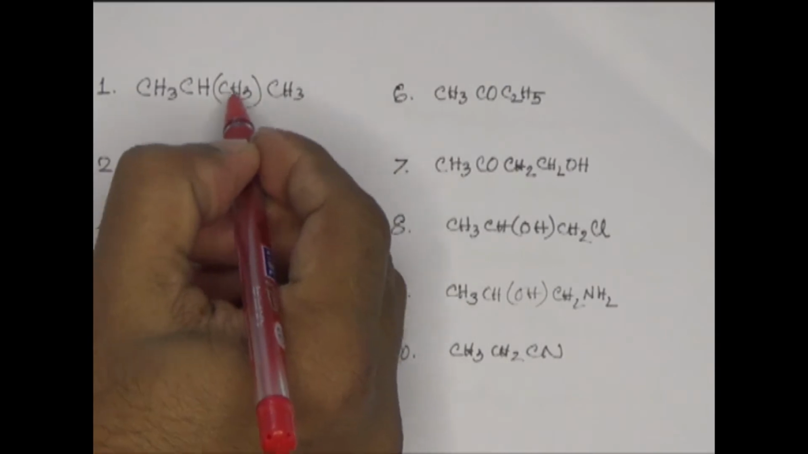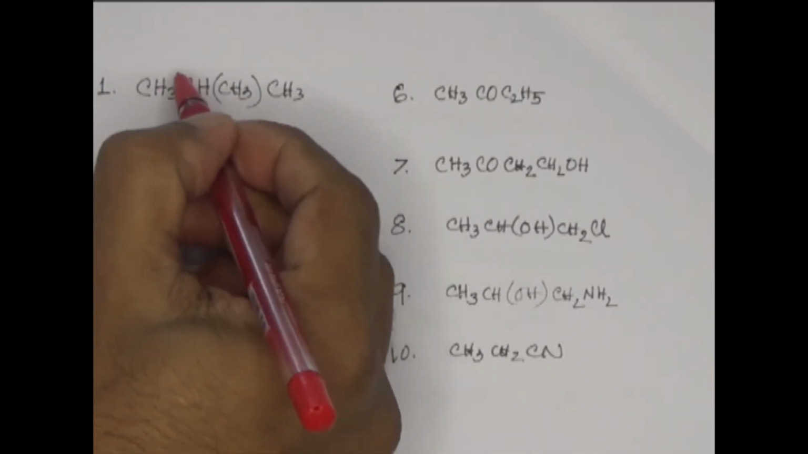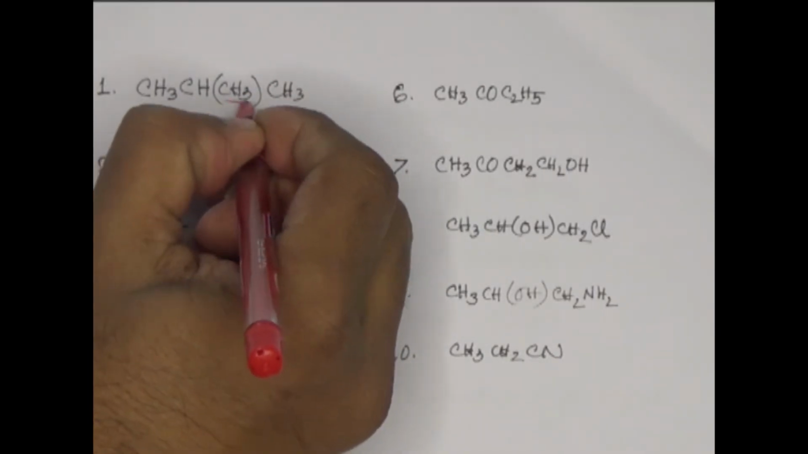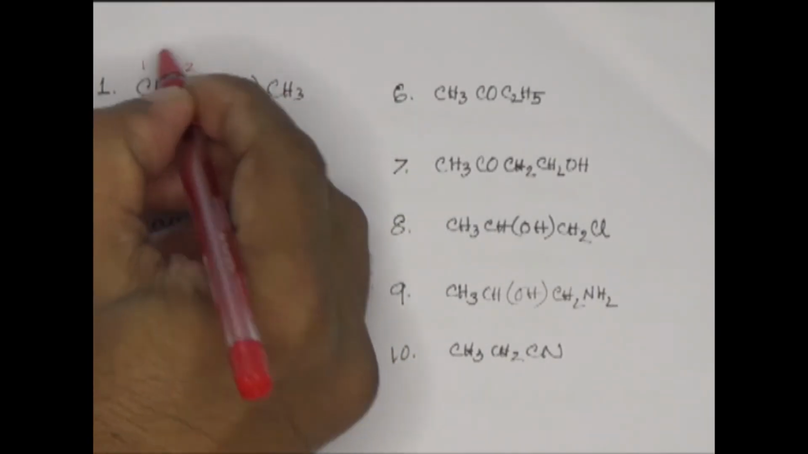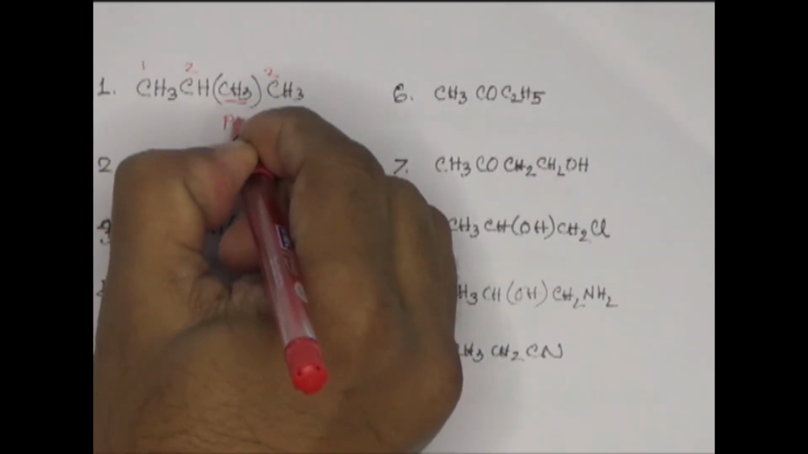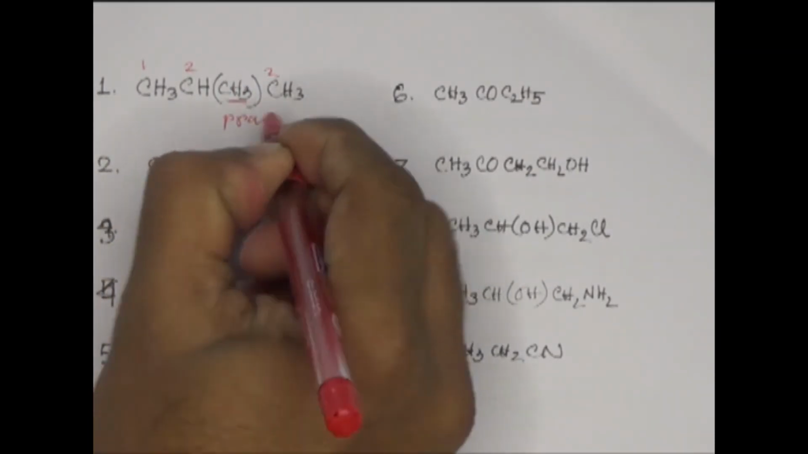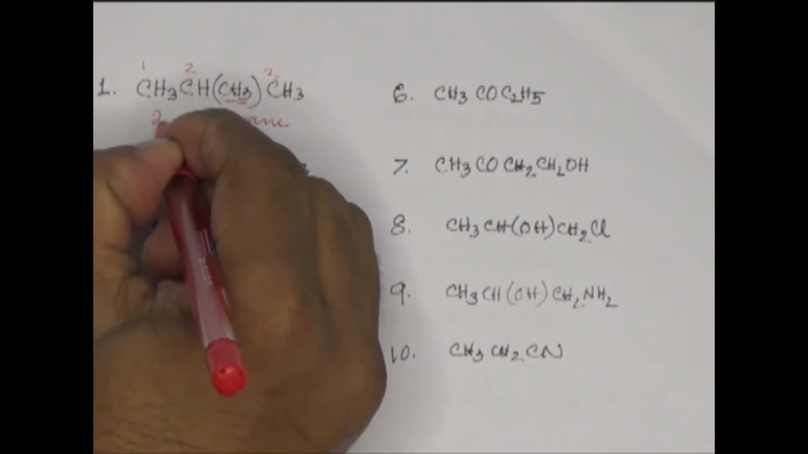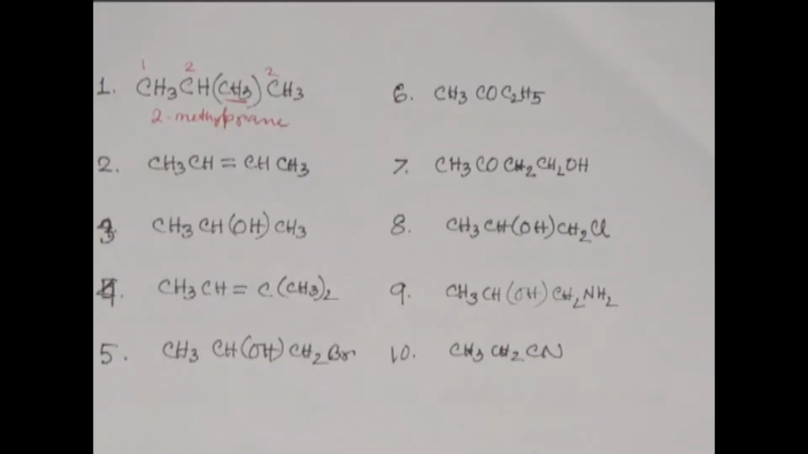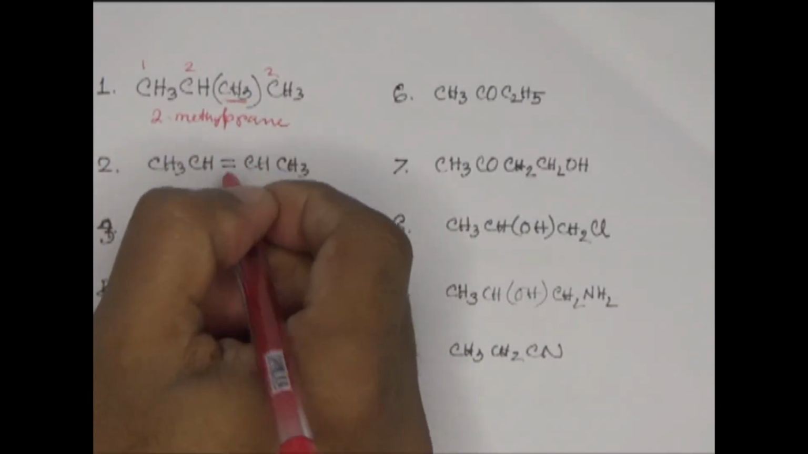Now the naming of organic compounds, with some examples. This is an alkane. There is no functional group, but there is a branch. The main chain has three carbons, so the branch is methyl. At position 2, we can start from either side. This is propane, the main name. But there is a branch here at position 2, so it is 2-methylpropane.